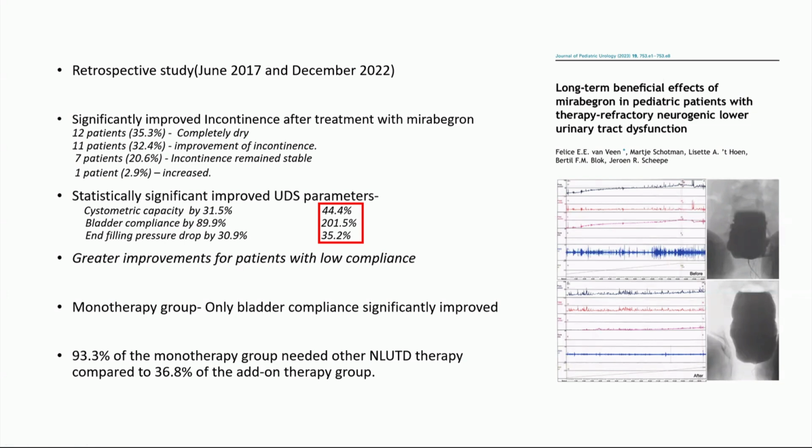They also did a separate analysis on the add-on therapy group and found that, as opposed to the add-on therapy group, the monotherapy group only showed improvement in the bladder compliance. And 93.3% of the monotherapy group needed some kind of additional therapy in addition to the mirabegron, while of those who were already on one of the therapies, only 36% required an add-on therapy. So thus, there has to be patient selection when we are giving mirabegron, especially the ones who have lower compliance or who are already on one, where this may show more effect.